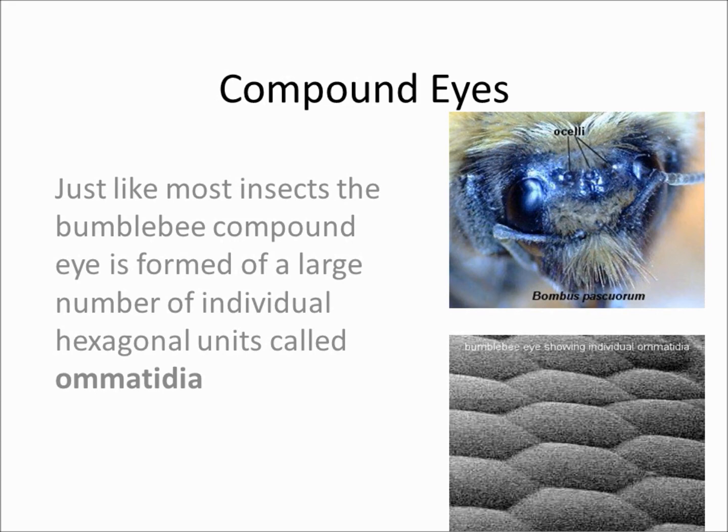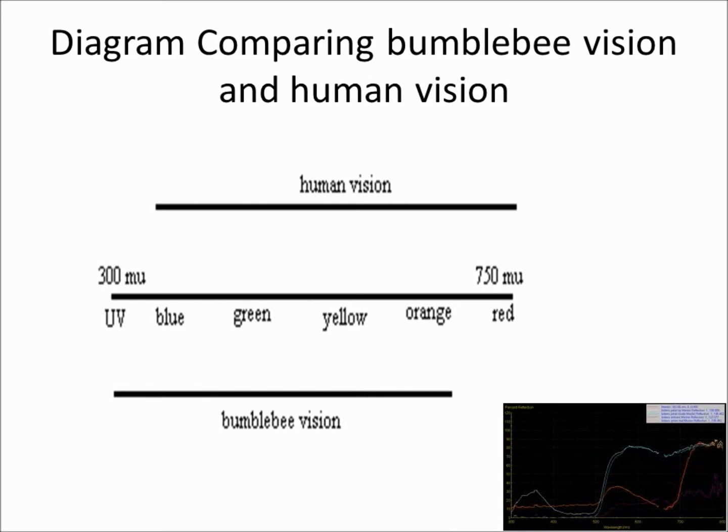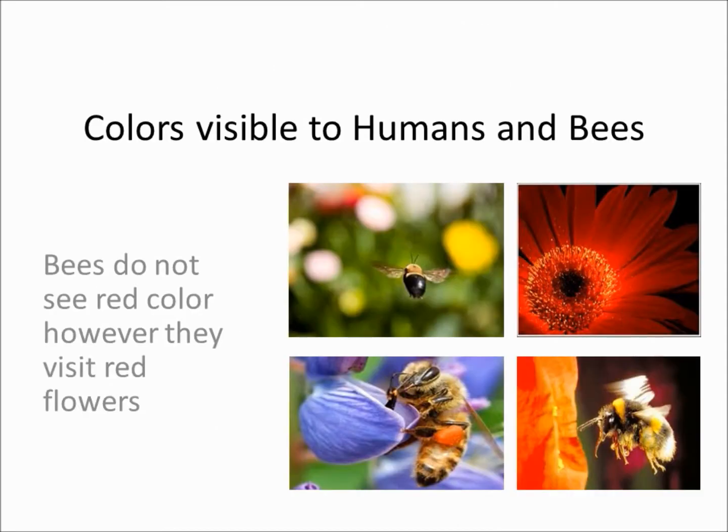The trick to their fast vision is how many snapshots per second the color detecting cells in bumblebees' eyes take and send to their brains. Just like most insects, the bumblebee compound eye is formed of a large number of individual hexagonal units called ommatidia. The lens lies over the crystalline cone and beneath the lens are the visual cells leading to a nerve axon in the brain. The bumblebee has 3 types of visual cells: ultraviolet sensitive, blue sensitive and green sensitive.